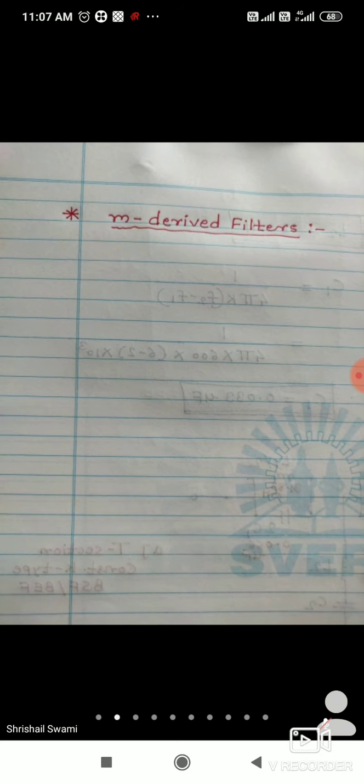Okay. We are going to start now M derived filters. So up to now we have seen the constant K type low pass filter, high pass filter, band pass filter and band stop filter. So in our syllabus we are going to start the M derived filters along with low pass filter and high pass filter. So what is the meaning of M? So M means modified version of filters.